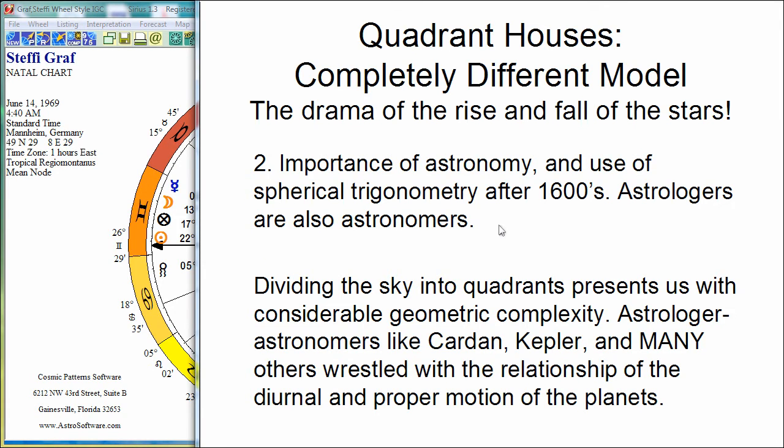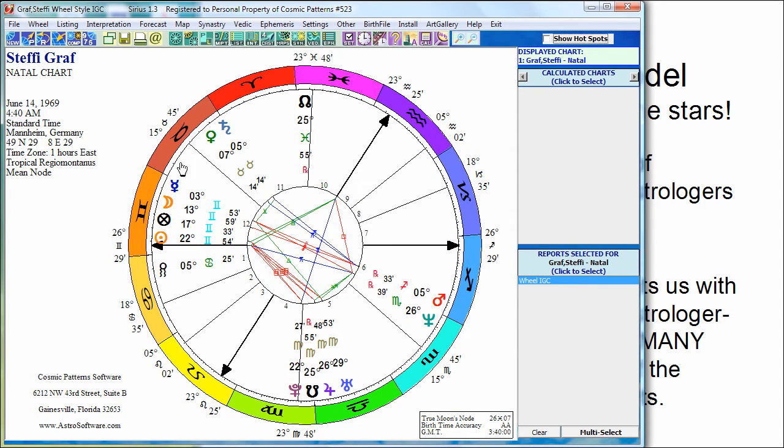Okay, and as I've started to say, number two, if you're going to think about quadrant houses, it gets you involved with some pretty complex astronomy. And the use of spherical trigonometry, particularly after about the 1600s, to figure out how the planets are moving, what their distance is from the midheaven. You're not just using the ecliptic plane. You're putting a lot of emphasis on equatorial coordinates, ways of thinking, because the planets move differently in their diurnal cycle than they do in their proper motion the other way through the zodiac.